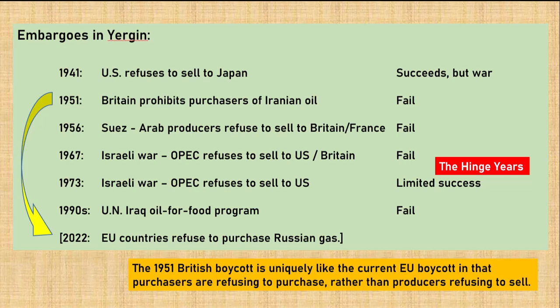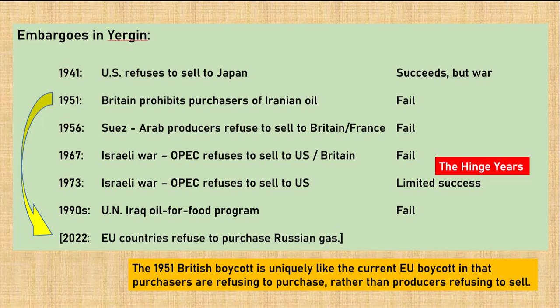So there's this remarkable thing about embargoes, they just don't seem to work, right? And we see them over and over again. Now, if you look at this list of embargoes, though, the one from 1951, when Iran and Mohammad Mossadegh, etc., were trying to nationalize Iranian oil, and Britain prohibits people from purchasing. It essentially does what the United States and Europe is doing in 2022.